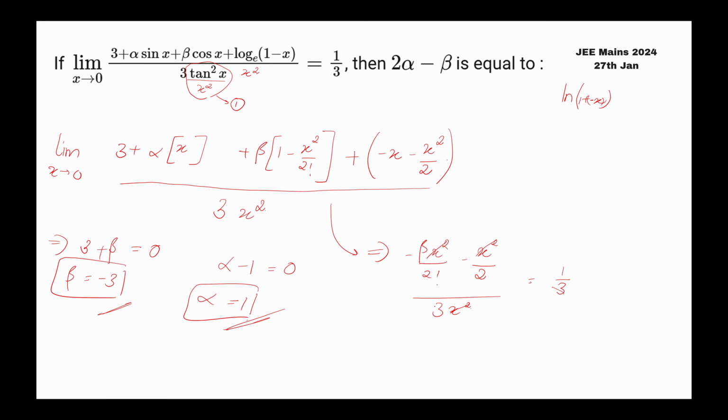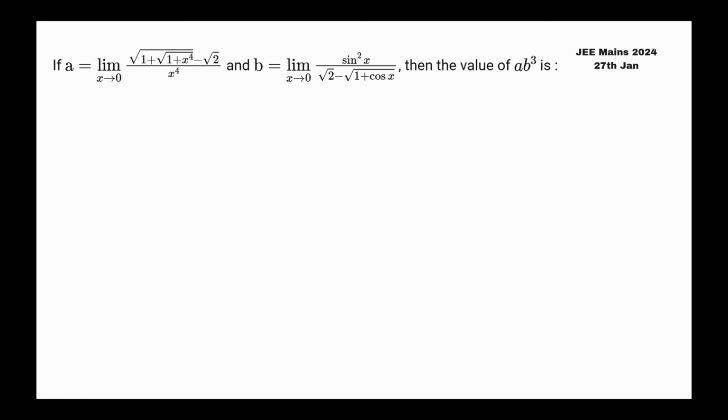If I was to check my answer, this would be 2, and again I would get my beta to be minus 3. That means the values that we have chosen are correct. So 2 alpha minus beta, we found out our alpha, we found out our beta, so this would become 2 plus 3, which makes it 5. This is our answer. So this is how expansion questions are solved. Let's look at the next question.